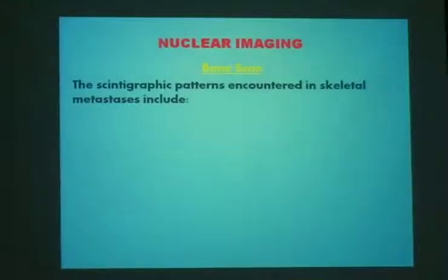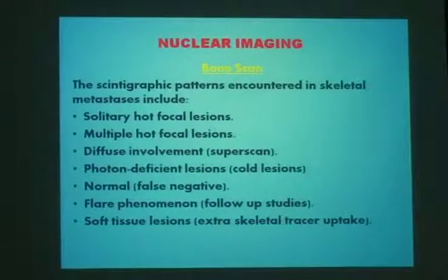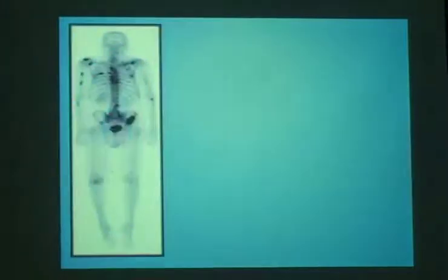As for bone scan, the scintigraphic patterns encountered in skeletal metastasis include a solitary hot focal lesion, multiple hot focal lesions, diffuse involvement with the metastatic superscan, or cold lesions in the osteolytic metastatic deposits. Maybe it can be normal; this is a false negative. And there is what is known as the flare phenomenon on follow-up studies, together with extraskeletal tracer uptake.